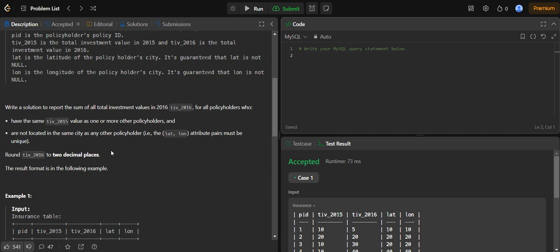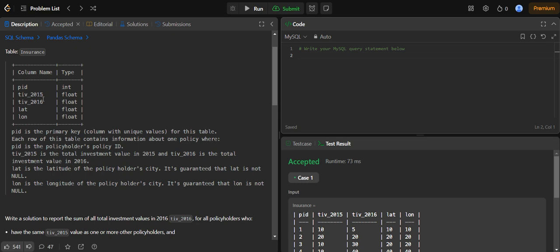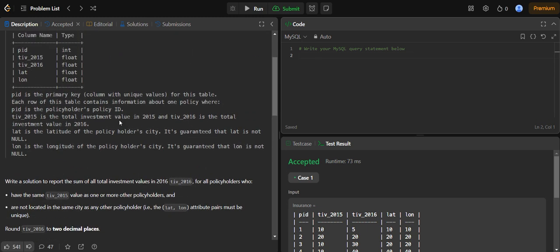So now the question is: write a solution to report the sum of all total investment values in 2016 for the policyholders who have the same 2015 value as one or more other policyholders. So whatever is the 2015 value for the policyholder, that value must be the same for one or more other policyholders.